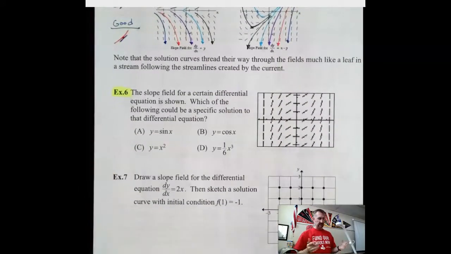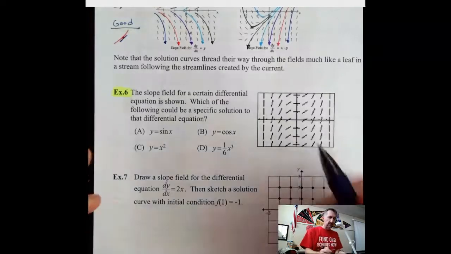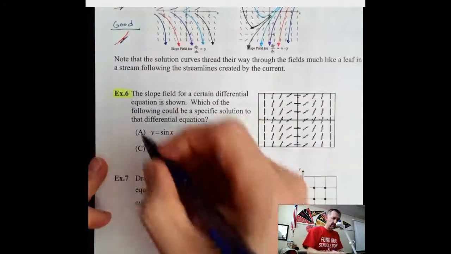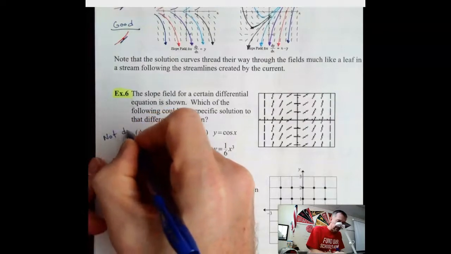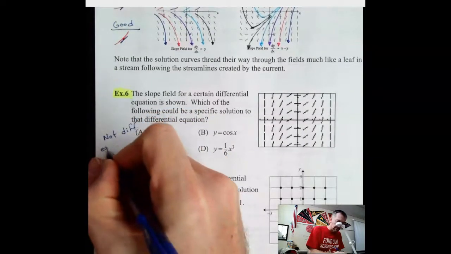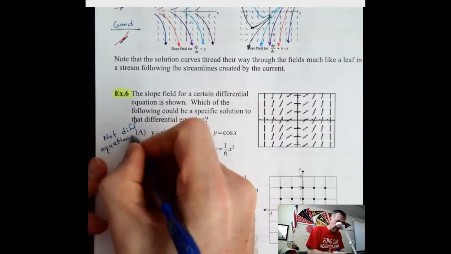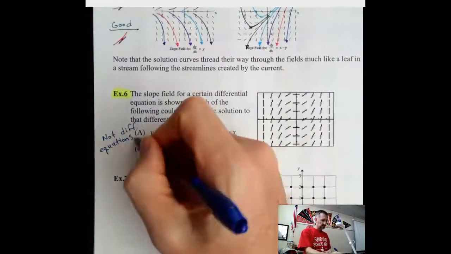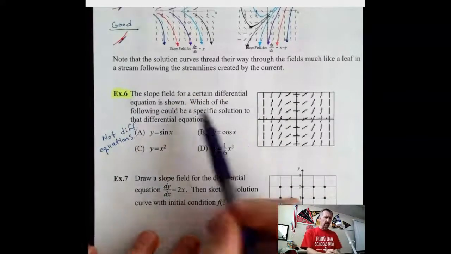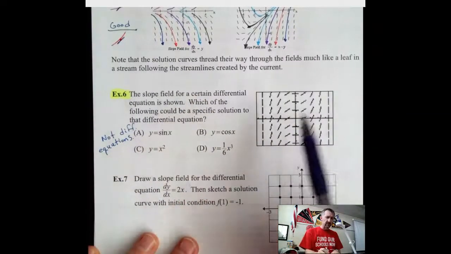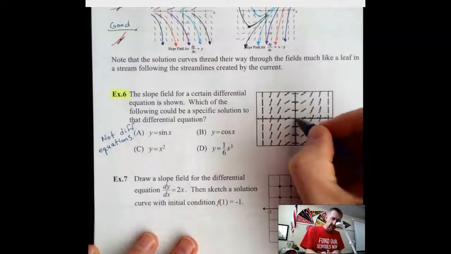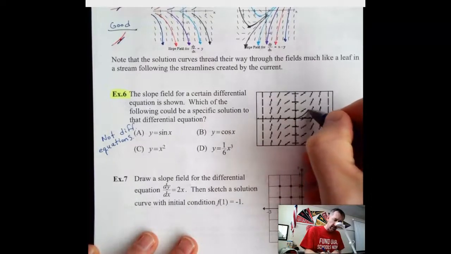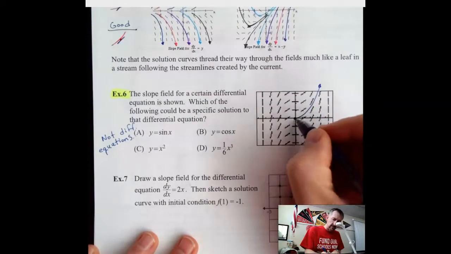So I've got this one highlighted, but like I said, these could all be highlighted. The tricky thing here is don't confuse this for the matching question, right? These are not differential equations. So don't mistake this for that same question. So the slope field of a certain differential equation is shown. Which of the following could be the specific solution to that differential equation? So if we just pick a point in here and draw our little line, like we did up there, something like this.